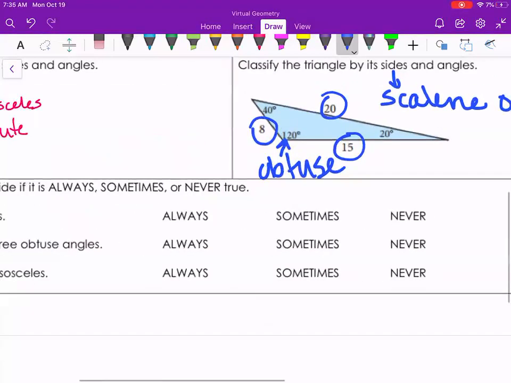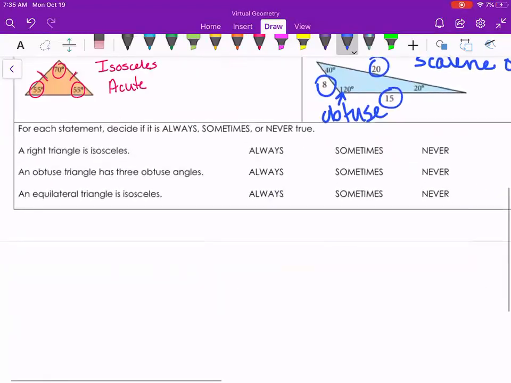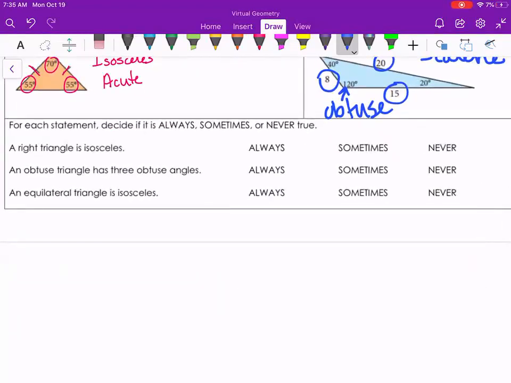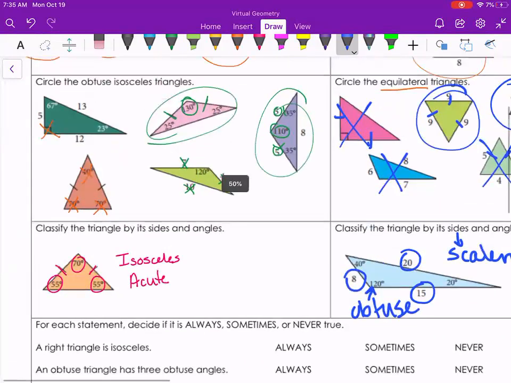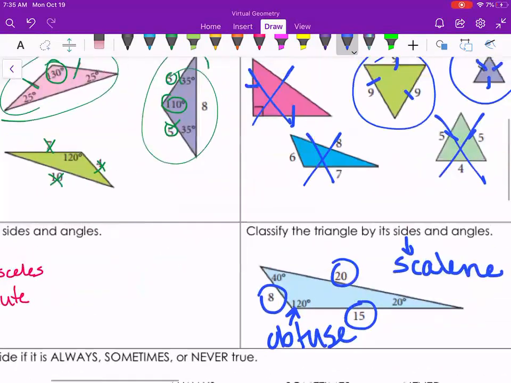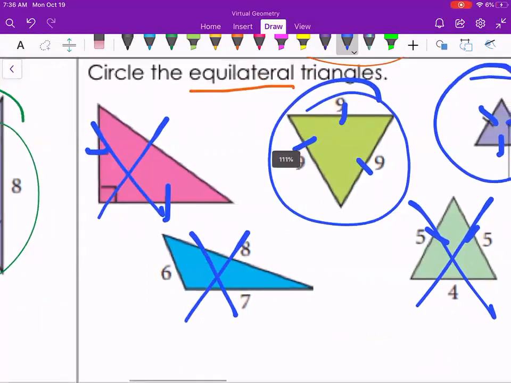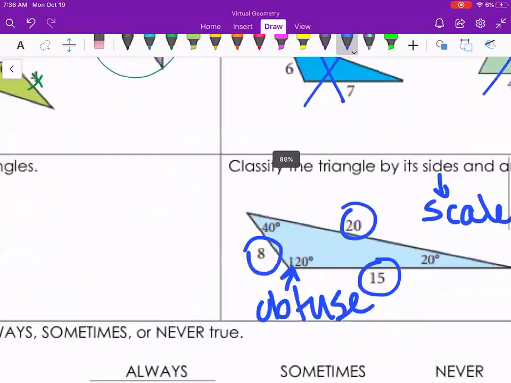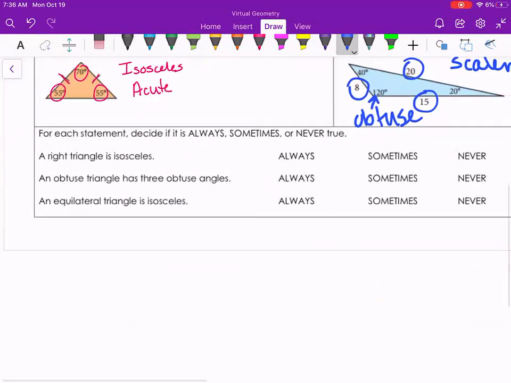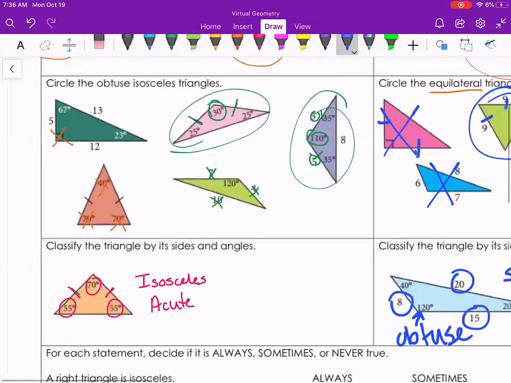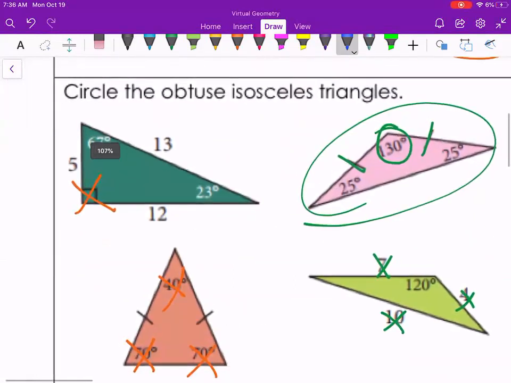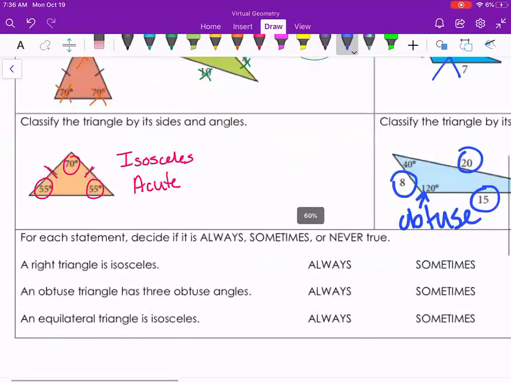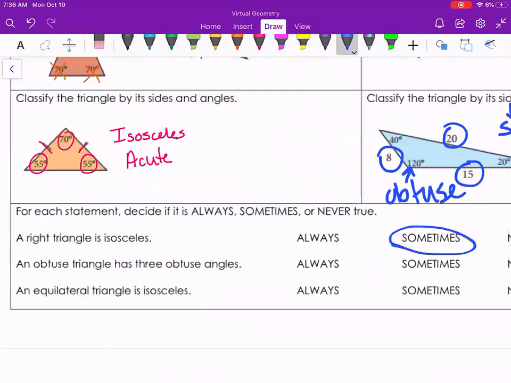All right, let's look at our last few statements that are down here. For each statement, decide if it is always, sometimes, or never true. So a right triangle can be isosceles. That is one that is always true. I think we might have had one up in one of our pictures. Yep, this pink one that was here, that is an isosceles triangle. Two sides are the same, and it does have a right angle. But that is not always the case. This green one that we had, yes, we have a right angle here, but we don't have two sides that are the same. So this is a sometimes.